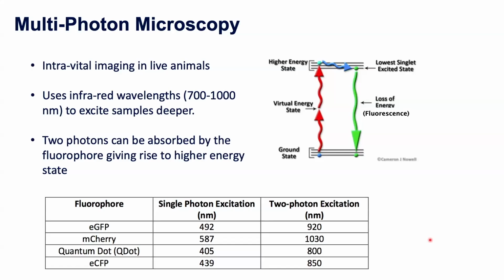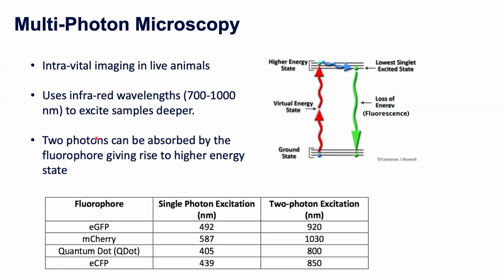If you remember the Jablonski diagram from the last lecture, rather than having a single photon of light take us from the ground state up to the excited state, in this case we have two photons hitting the molecule at the same time and causing the same effect. We use longer wavelengths of light because they can penetrate into the tissue more deeply with fewer scattering effects, but we still get the same excitation as we would with a single photon technique.